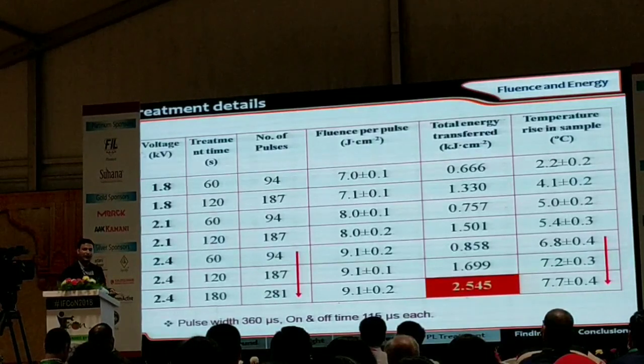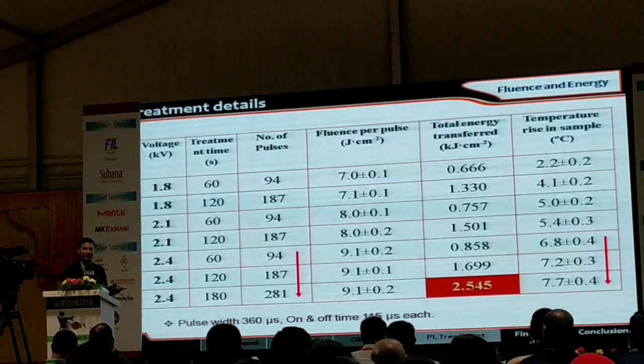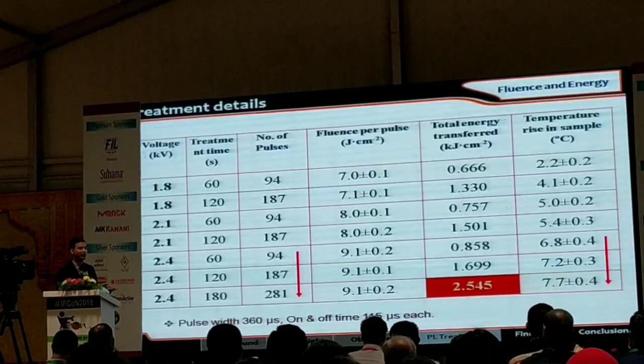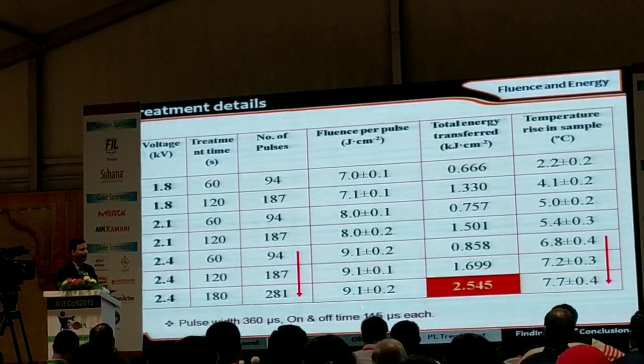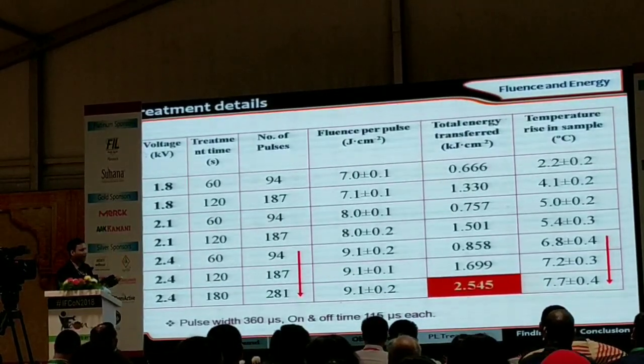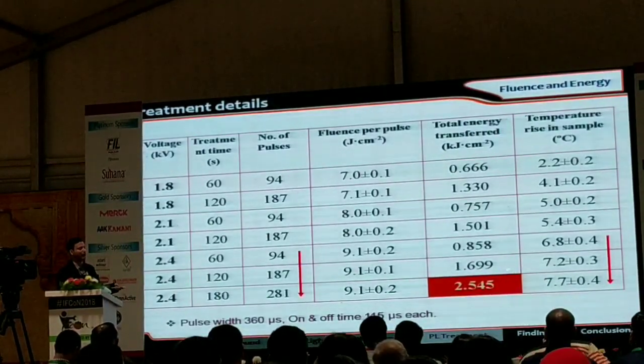And I want to mention here that the FDA has approved 12 joule per centimeter square as per their record for preservation purposes. So we have kept the limit of this preservation strength less than 12, and this is 9 on average. And increasing the treatment time increases your total transported energy.